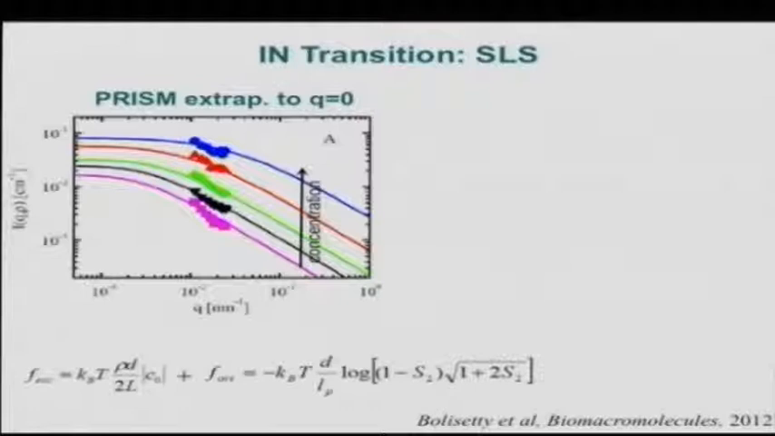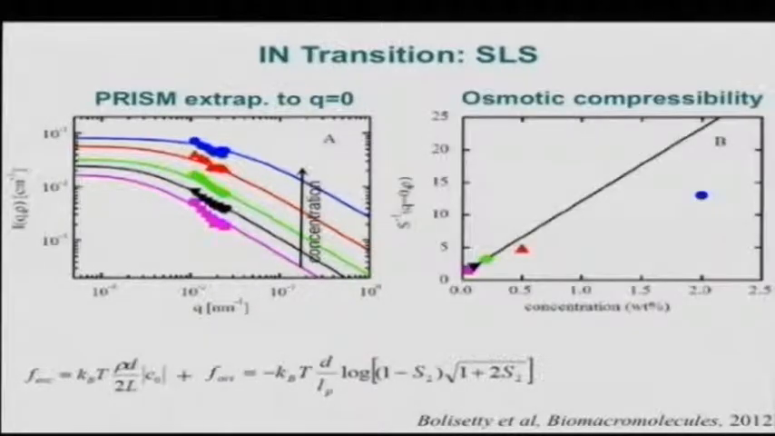So if you do that, you can extrapolate this curve. Now, if you go to very low Q, you enter into the Guinier regime. You can get the inverse of the intercept, which is nothing else than the osmotic compressibility. And if you now plot the osmotic compressibility versus concentration, the slope is the second virial coefficient. It tells you a lot about interactions between the different fibers.